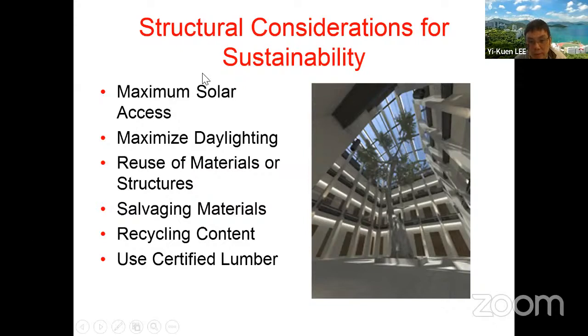Solar energy is something important. You can use solar energy for lighting, maybe for power, to power some kind of electrical appliance. In this case we can reduce energy consumption, and also reduce CO2 emission and carbon footprint. So I think this will be quite important.